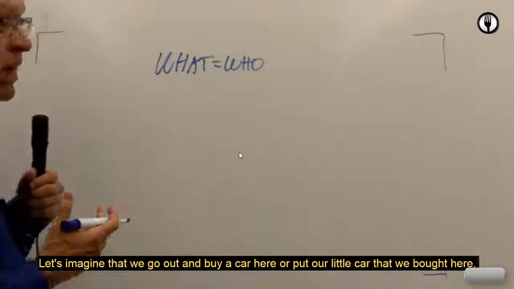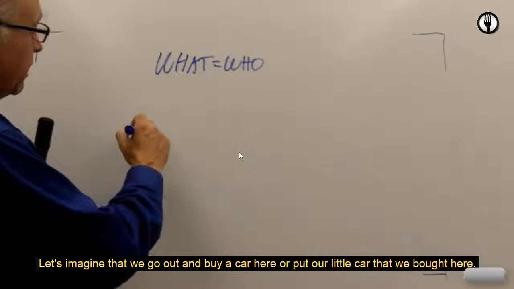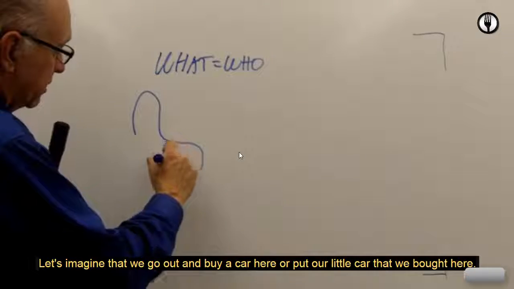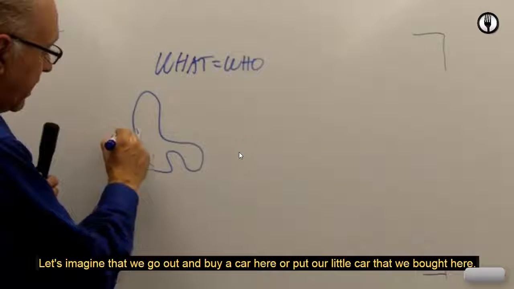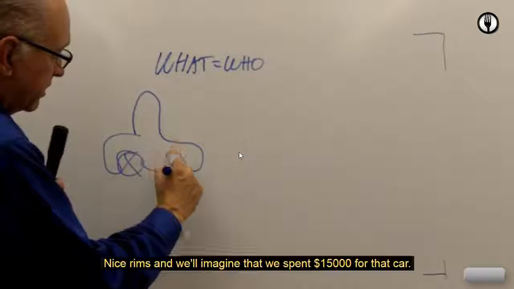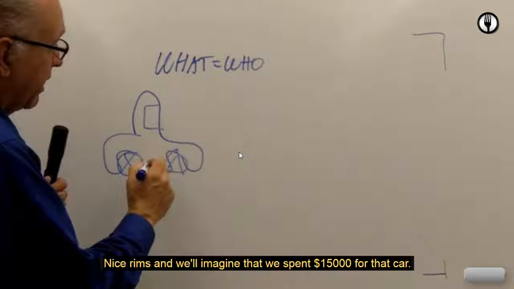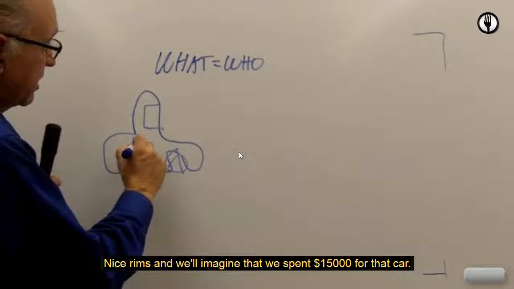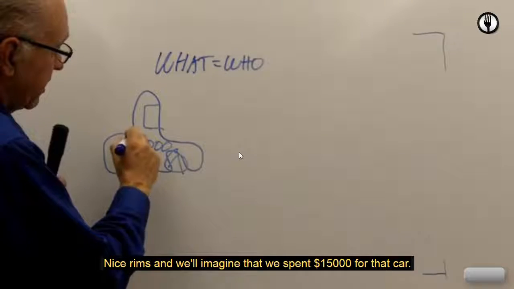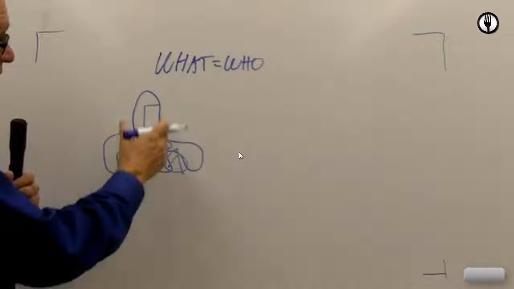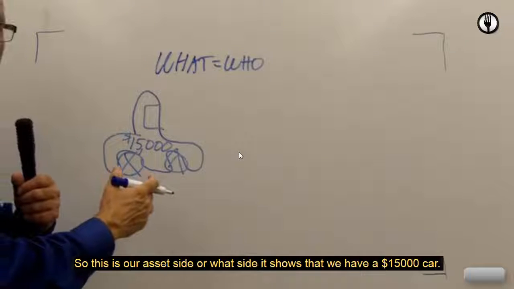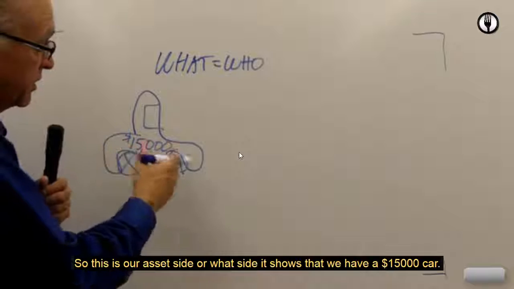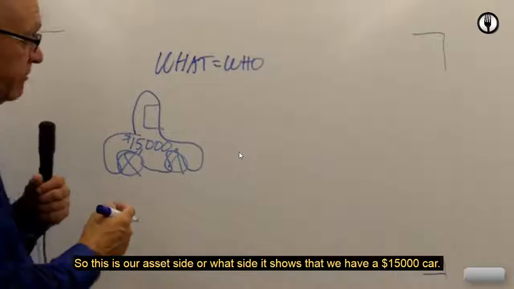Let's imagine that we go out and buy a car. Here, I'll put our little car that we bought here. Nice rims. And we'll imagine that we spent $15,000 for that car. So this is our asset side, our what side. It shows that we have a $15,000 car.